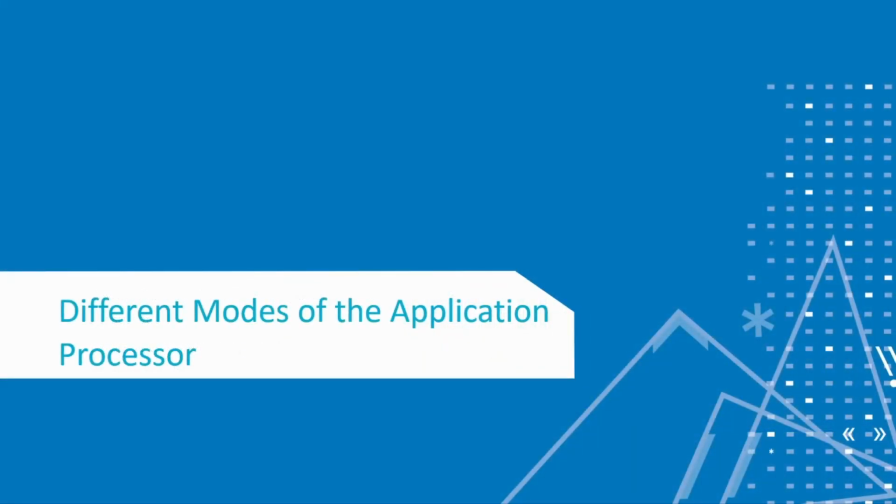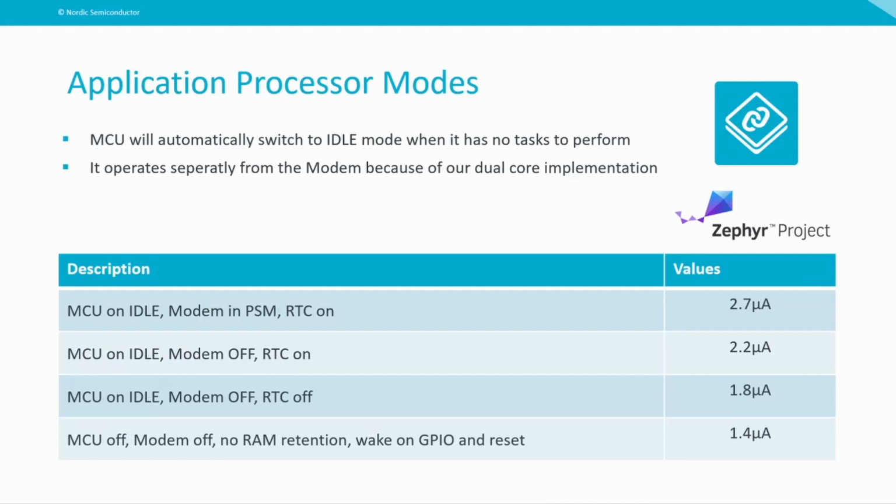Let us look into the different modes of the application processor. The application processor modes are either on, idle, or entirely off. The MCU will always automatically switch to idle mode when it has no task to perform. This is thanks to our Zephyr real-time operating system running on the device, and this is what our nRF Connect SDK, our NCS, is based on. The application processor operates separately from the modem because of our dual core implementation.